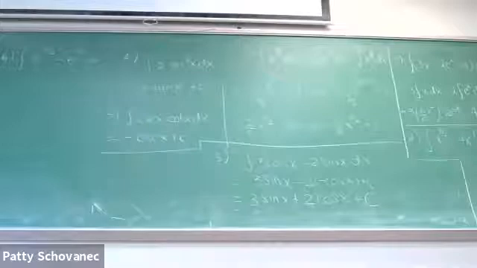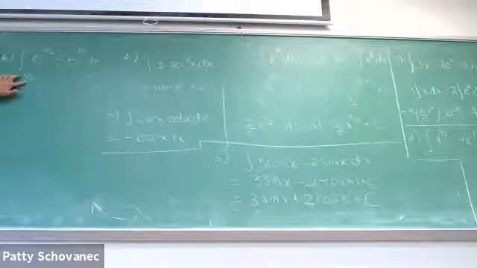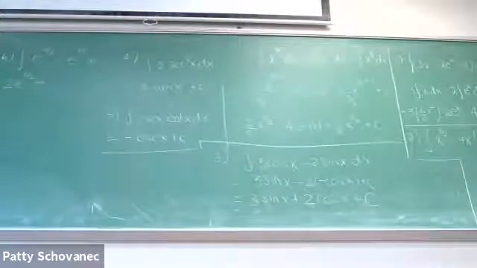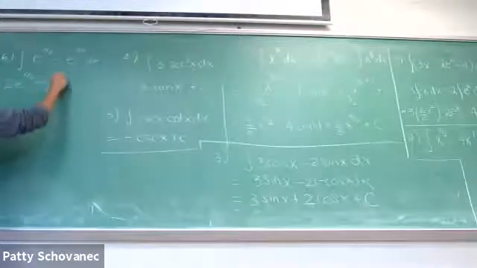Put a 2 there. So the integral of e to the x over 2 is 2 e to the x over 2. Remember, we divide by whatever number is in front of the x. Dividing by half is the same as multiplying by 2. So what's the antiderivative of e to the 4x? 1/4 e to the 4x.